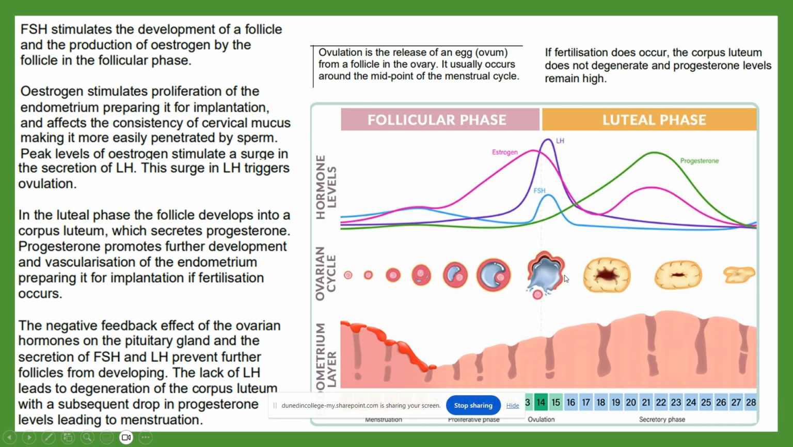The follicle has ruptured and the ovum is now travelling down the oviduct, so that empty follicle is now referred to as the corpus luteum, and it's this corpus luteum which secretes the final hormone, progesterone. Progesterone plays multiple roles within the menstrual cycle. One, it continues the development of the endometrium, particularly allowing for vascularization, the formation of new blood vessels, making sure the endometrium is ready should implantation take place.